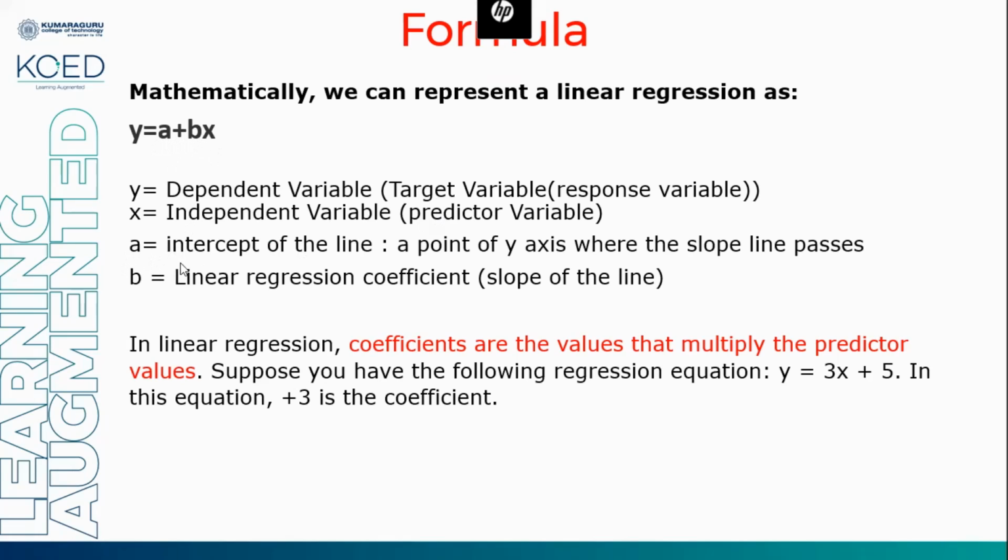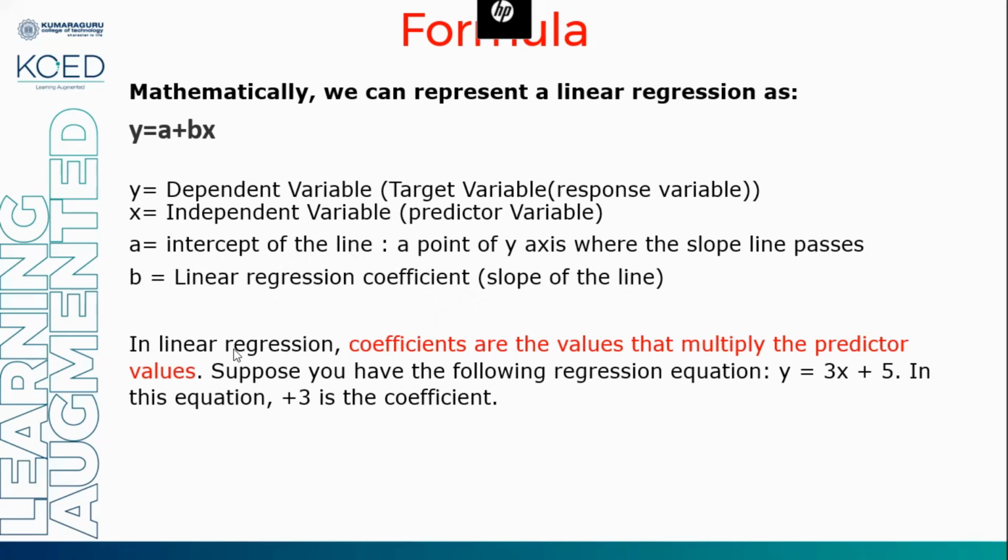a is the intercept of the line, the point on the y-axis where the sloped line passes. b is the linear regression coefficient, which is the slope of the line. So a is the intercepting point of the line, and b is the slope of the line. So it is a regression coefficient.